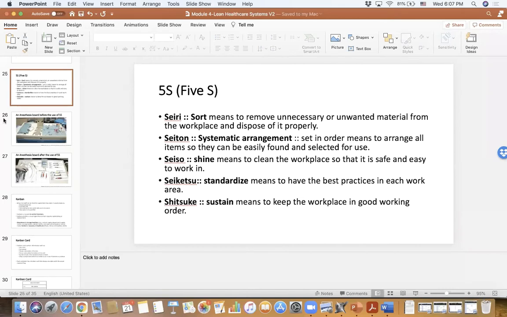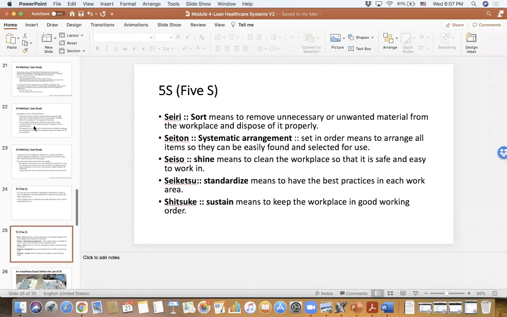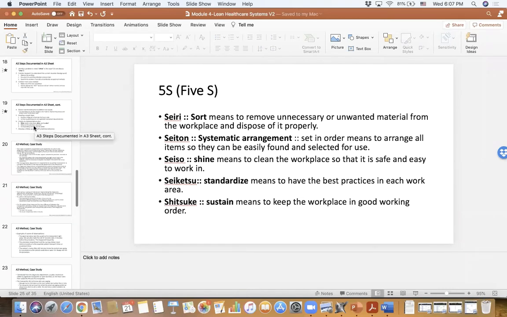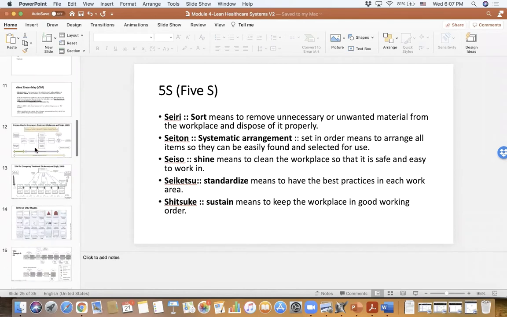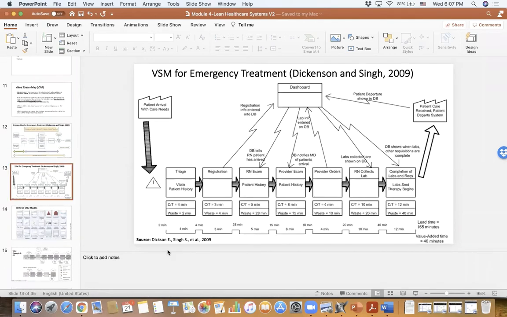So in the previous session, we talked about three lean practice or lean healthcare systems techniques. The first one was value stream mapping. We learned that in value stream mapping, we basically develop a process flow. However, in value stream mapping, we identify the time of the operations, and we identify which of these operations are value added and non-value added.